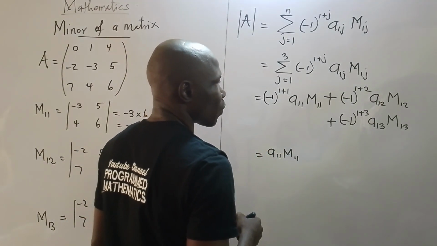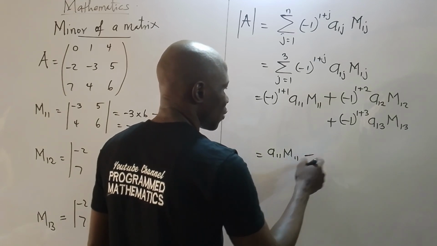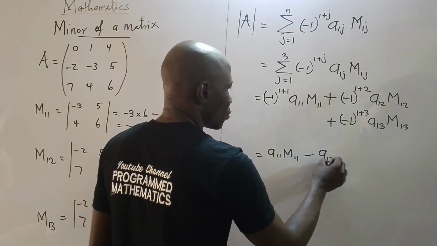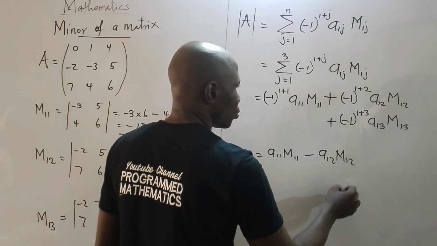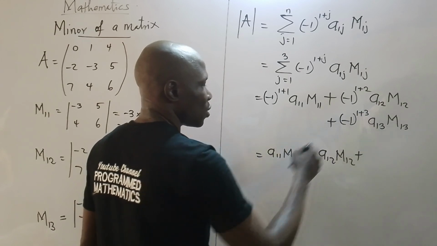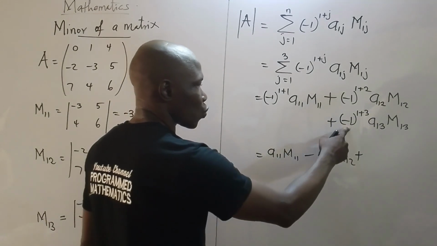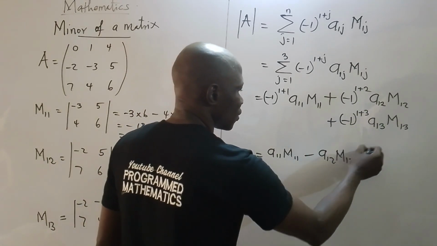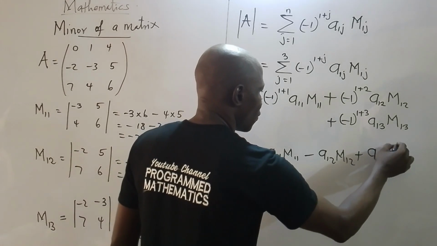So minus 1 raised to power 3 is minus. So this sign will be minus here: A12, M12. Okay. Then plus the next one. 1 plus 3 is 4. Minus 1 raised to power 4 is positive. So this is A13, M13.